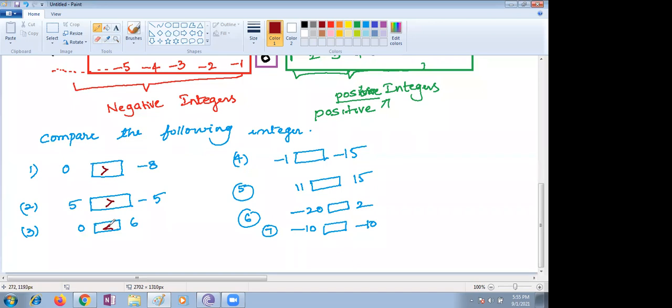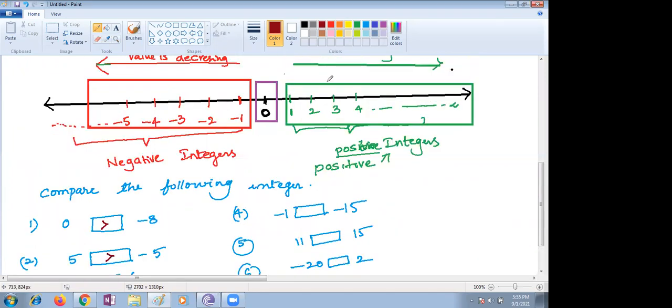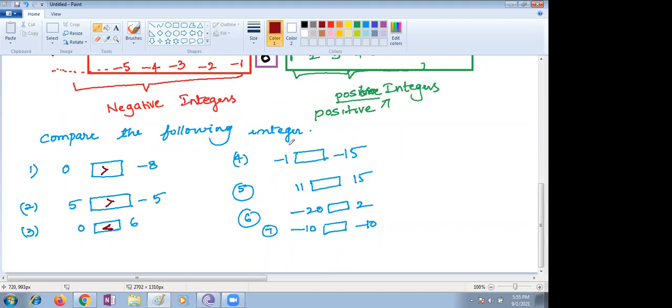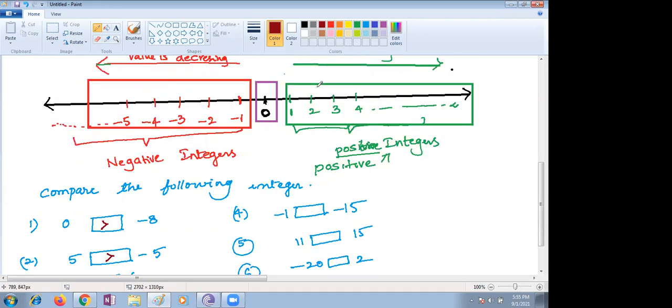Ma'am, because 0 doesn't have any, 0 is, Don't tell like that. Based on number line, you tell. Which is left, which is right, you can tell. Nana, in number line, 0 ma'am, okay, ma'am.